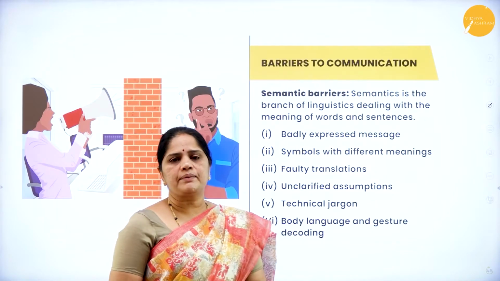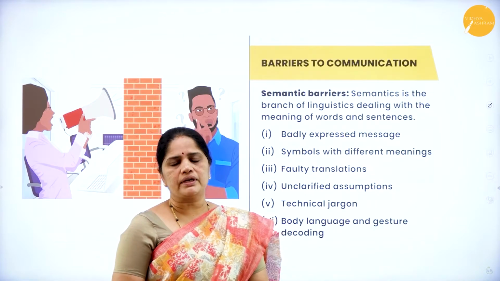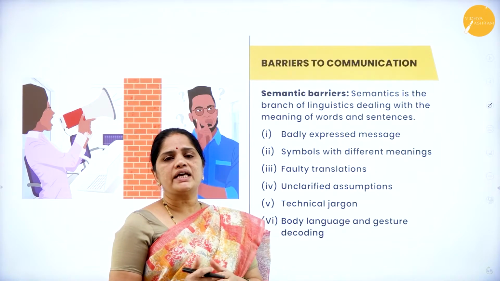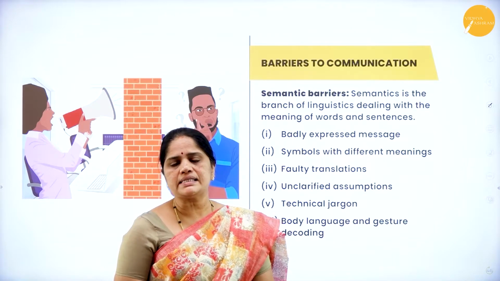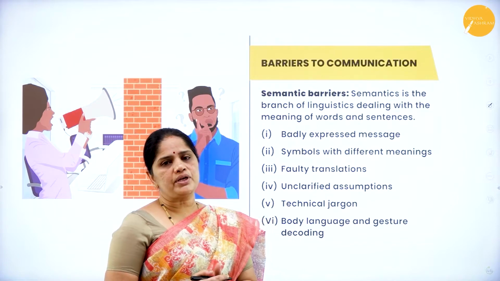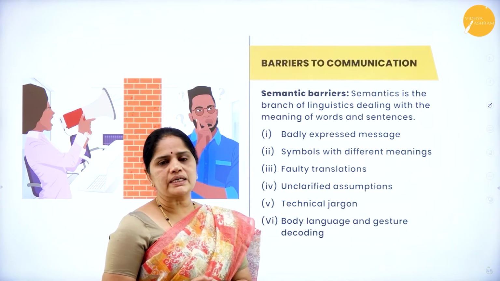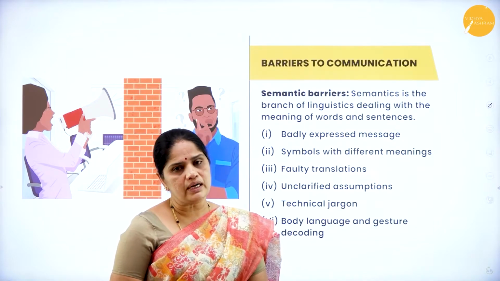The next part of the chapter we discuss is barriers to communication. We should understand that whenever the manager has to give any instructions to his subordinates, there may be a breakdown in the communication network. This breakdown in the communication network is termed as barriers to communication.